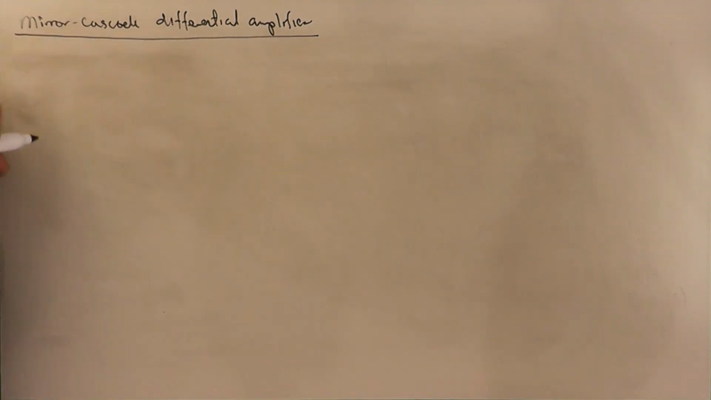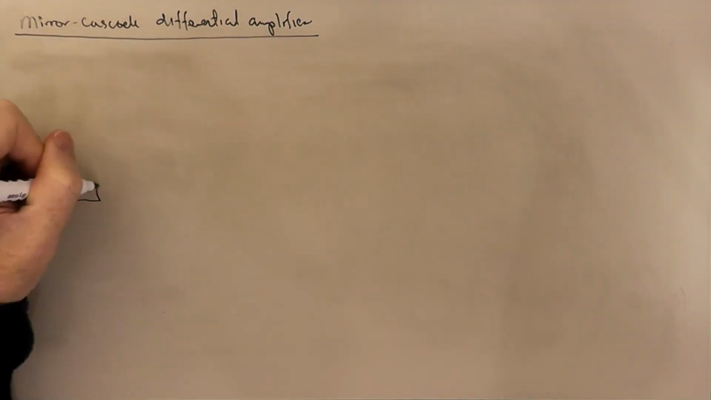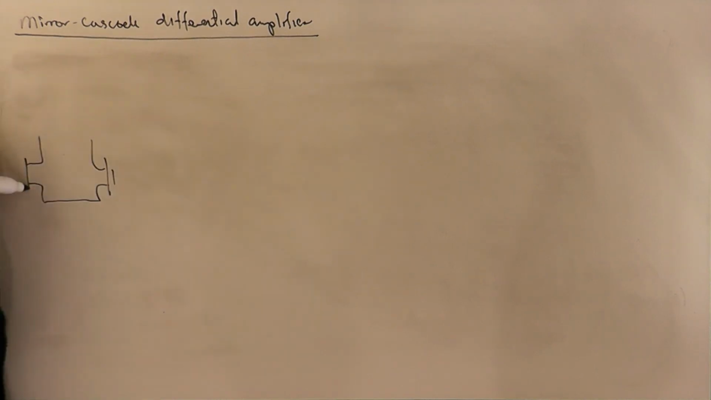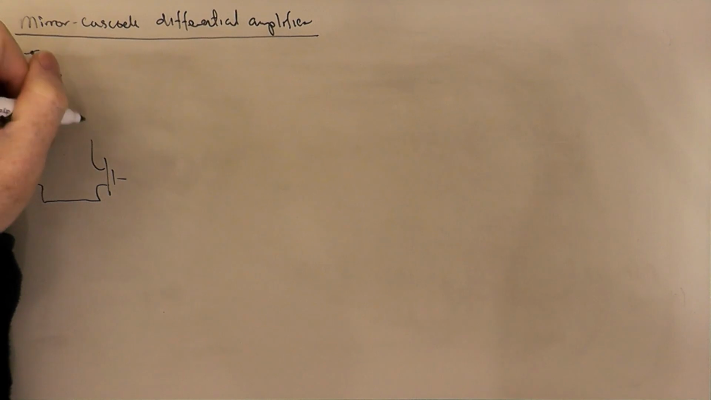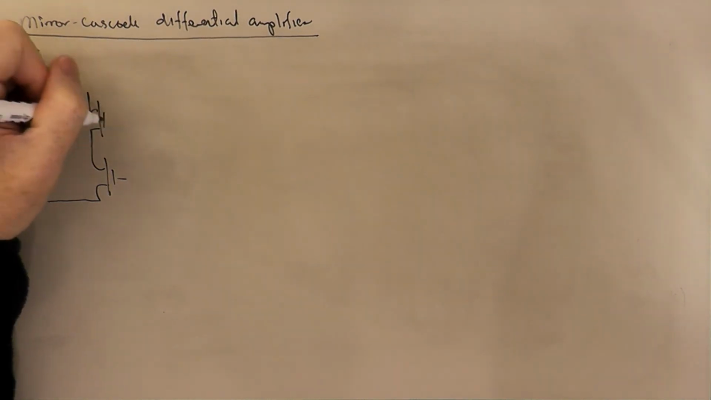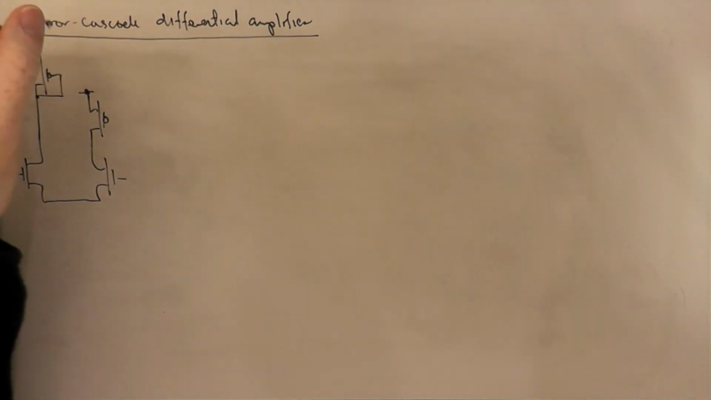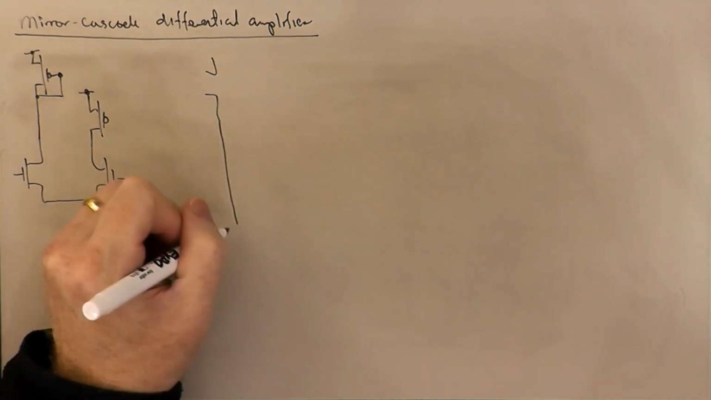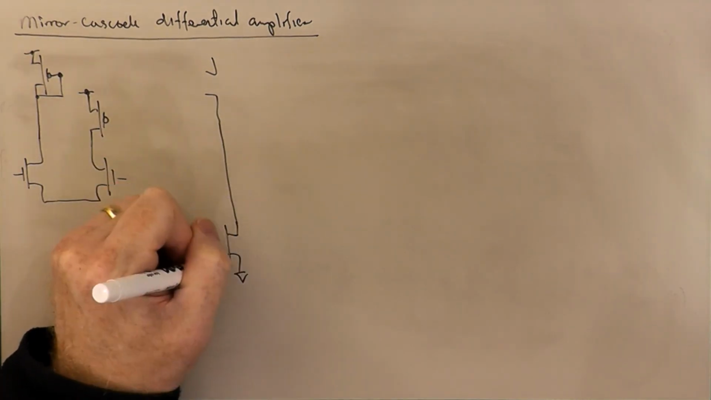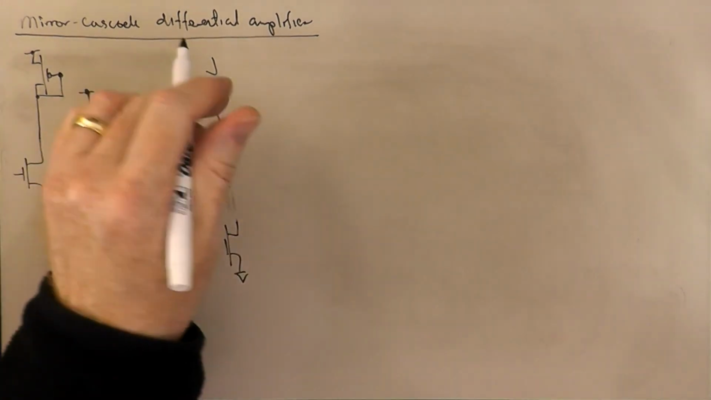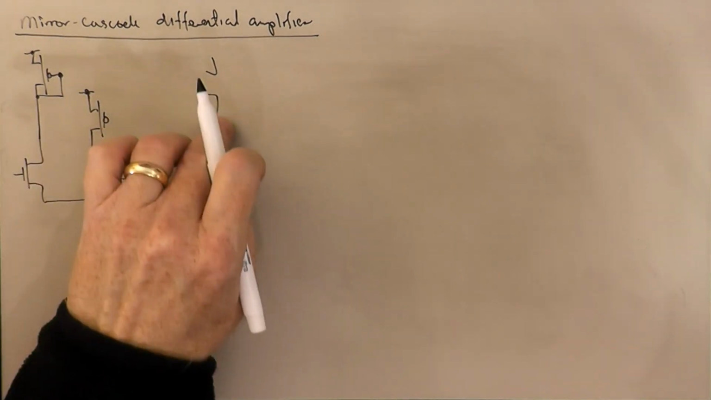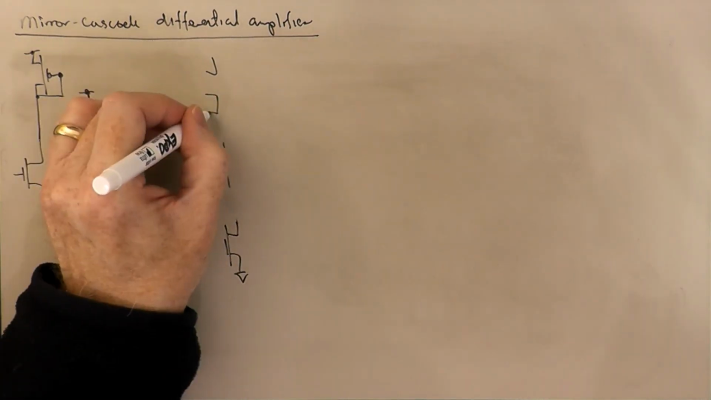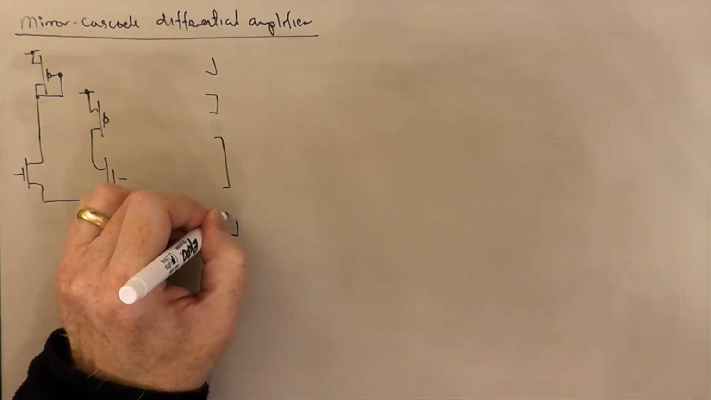And so we have our normal diff pair. We have our current mirrors. And there are several ways that we could arrange this. And I'm just basically showing you sort of the most straightforward way, or the least change to the circuit.